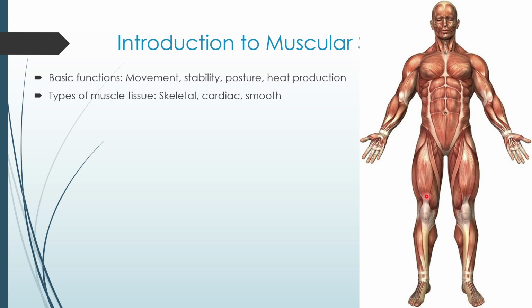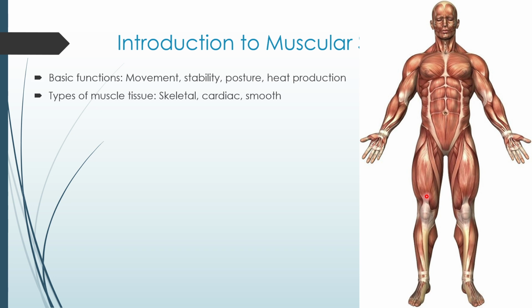So the basic functions: why do we have a muscular system on the surface of the bones? In order to provide locomotion, right? So movement, stability, posture, heat production, right? There are so many other functions as well. These are the very important functions I have summarized here, right? So movement, stability, posture, heat production, right? And your shape is also defined by the muscular system, right?